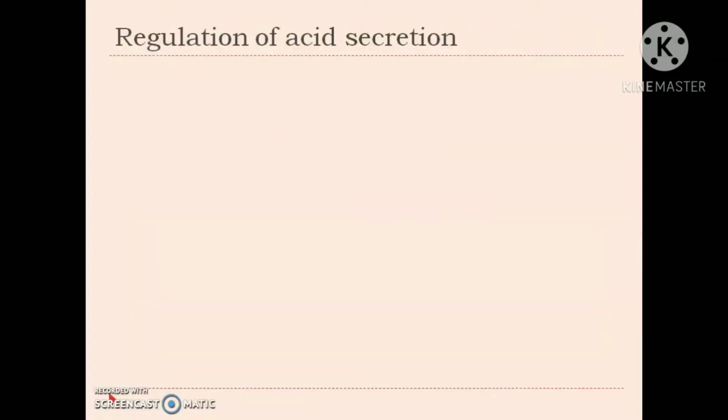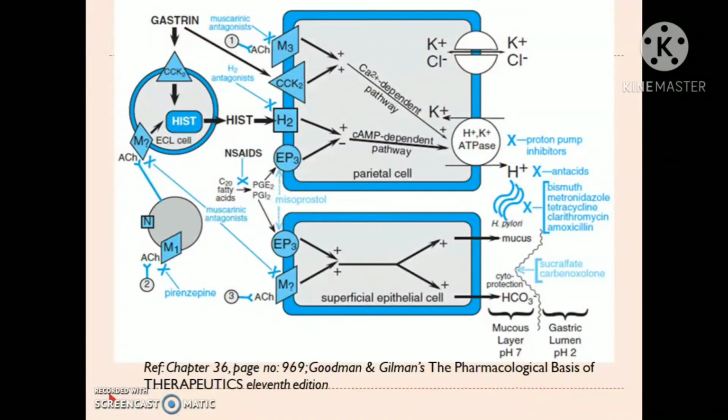Before moving to the actual H2 receptor antagonists, we'll just have a brief account of the mechanism involved in gastric acid secretion. As you know, acid is secreted from the parietal cells in the gastrointestinal tract. This picture is taken from Goodman and Gilman's The Pharmacological Basis of Therapeutics.